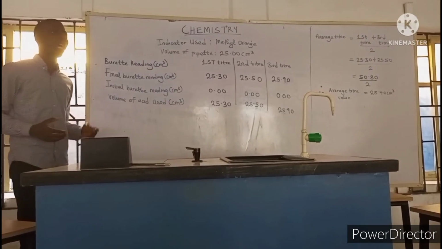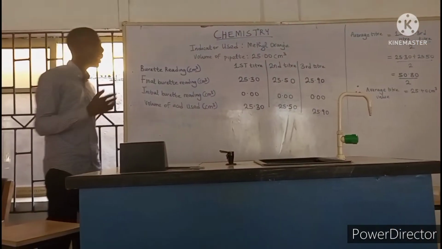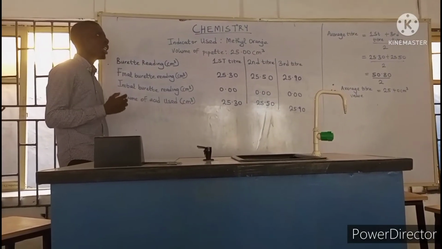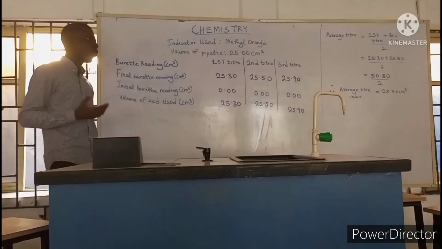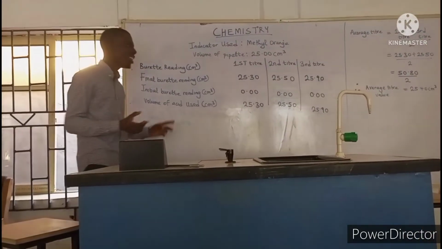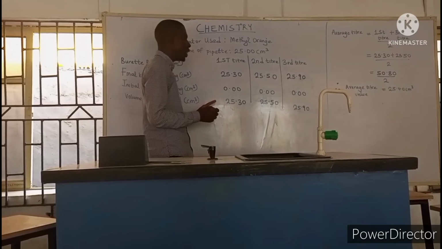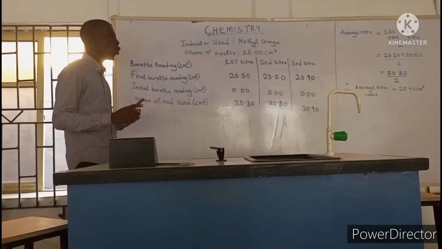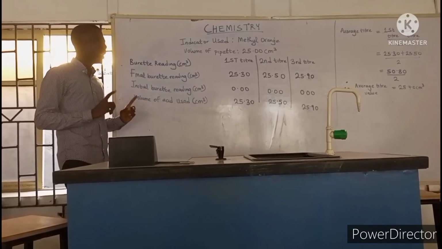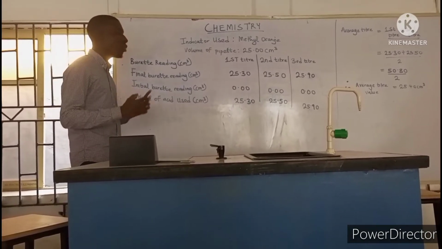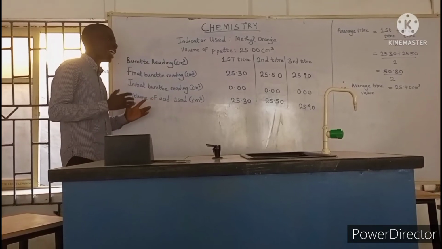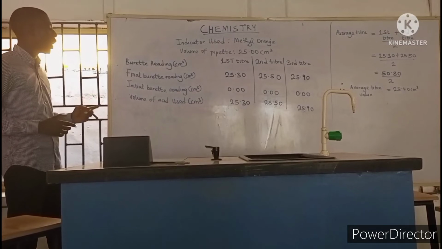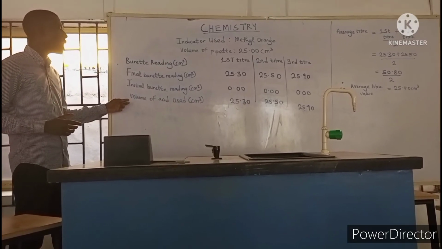Now, after getting your results, the next thing you will do is to calculate your average titre value. But before you calculate your average titre value, you must check if the readings are consistent. When is a reading said to be consistent? A reading is said to be consistent if the difference between them is less than or equal to 0.20. A reading is said to be consistent when the difference between two values is less than or equal to 0.20.